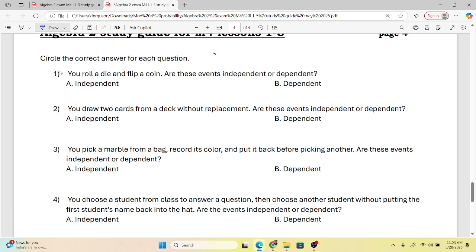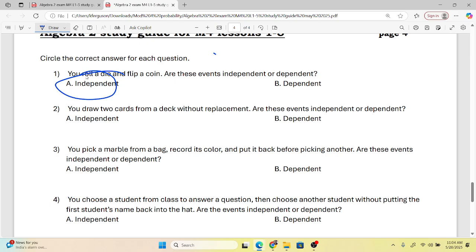So the next thing says circle the correct answer for each question. You roll a die. Die is just singular for dice. And then flip a coin. So I roll a die and then I flip a coin. Are those events independent or dependent? Independent, because the roll of the die does not affect the flip of the coin, so they're independent.